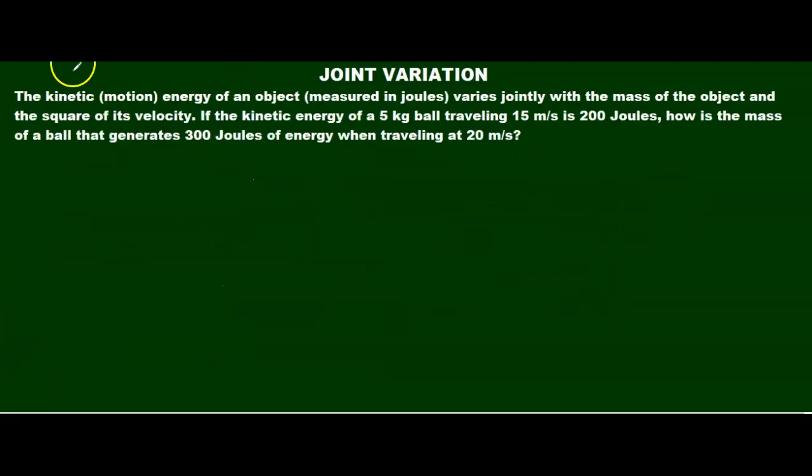Okay, let's try a word problem. The kinetic motion energy of an object, measured in joules, varies jointly with the mass of an object and the square of its velocity.